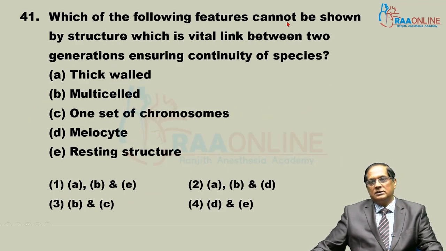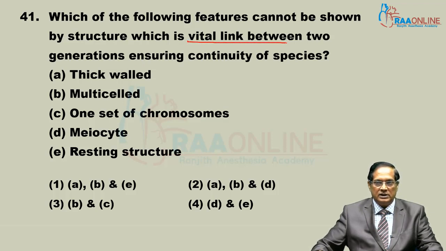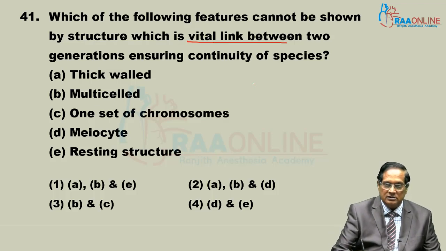41st question. Which of the following features cannot be shown by the structure which is the vital link between the two generations? Zygote is termed as the vital link between two generations. Here the clear-cut answer is zygote.